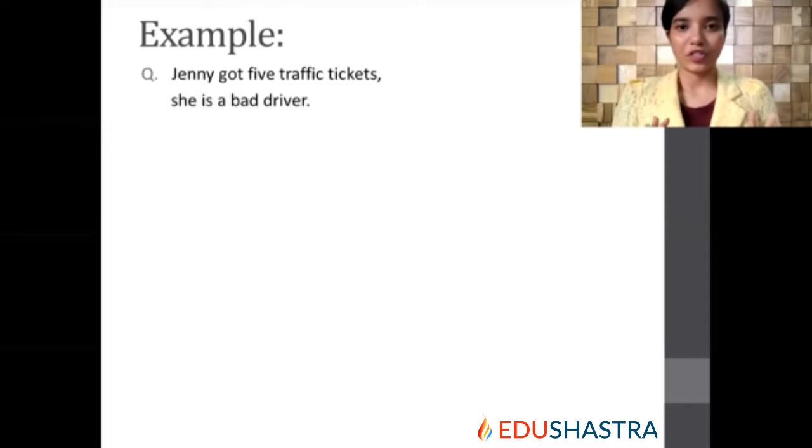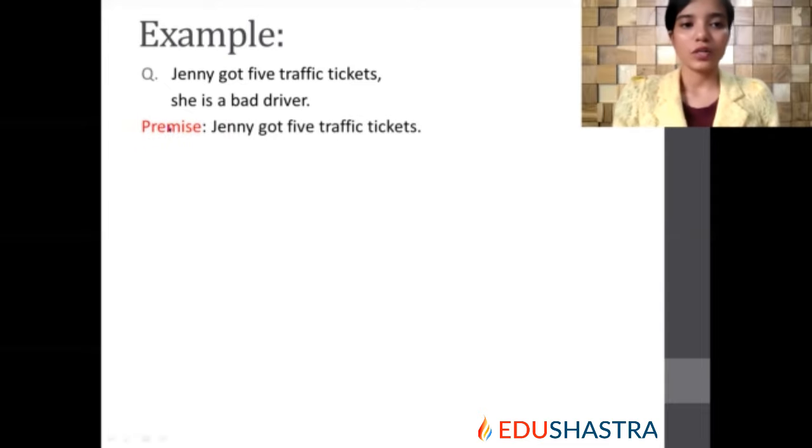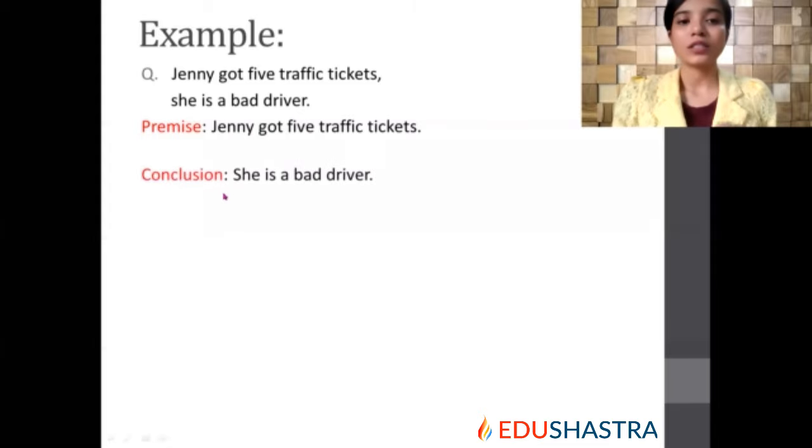So this is my question. Let's suppose Jenny got 5 traffic tickets and she's a bad driver is the given question. Out of this, which is your information, or which is your premise, and which is your conclusion? Anything opinion or judgment is my conclusion. So bad is my judgment, so that becomes my conclusion, and the premise is Jenny got 5 traffic tickets. So here the premise says Jenny got 5 traffic tickets and the conclusion says that she is a bad driver.